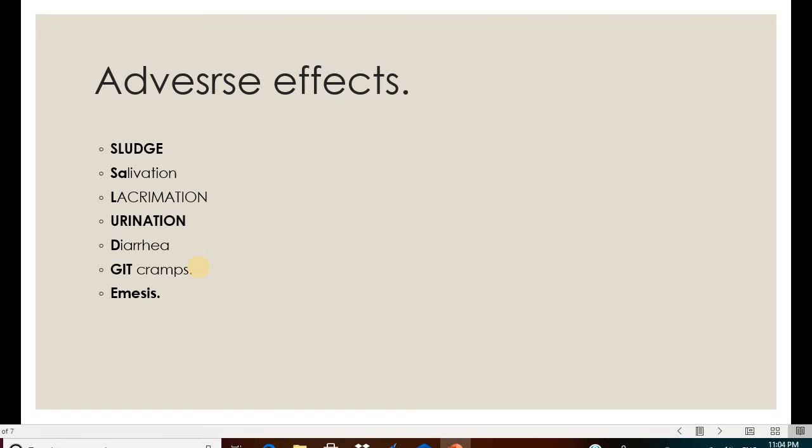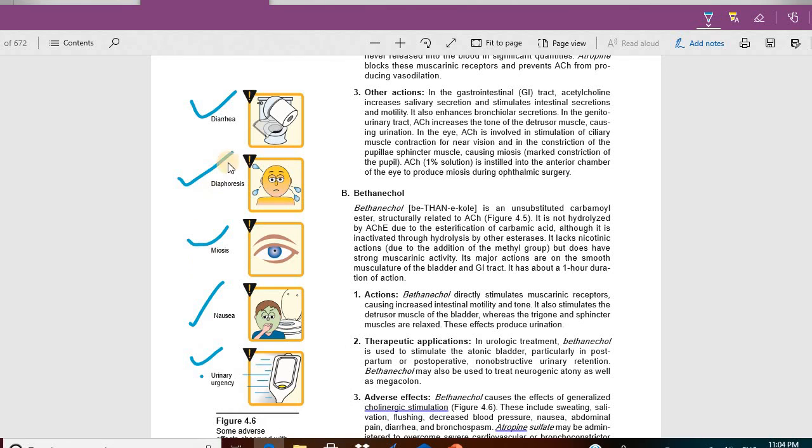And we already have discussed these side effects in the diagram. Here you can see this one: diarrhea, diaphoresis, miosis, nausea, and urinary urgency. This is all about the acetylcholine.